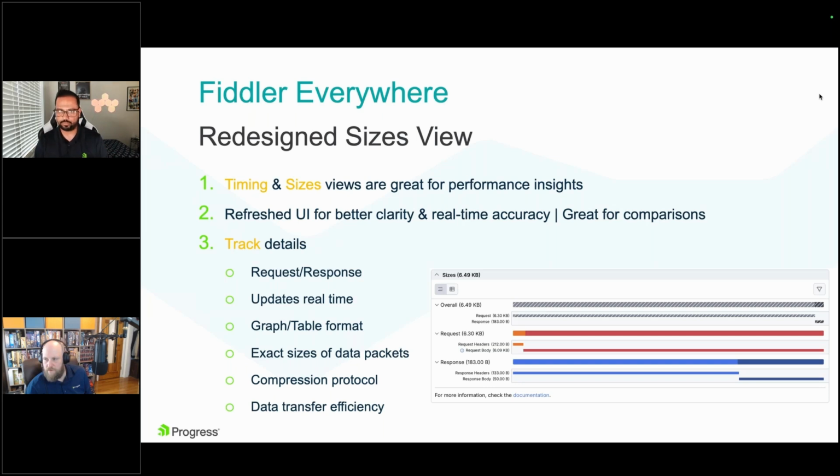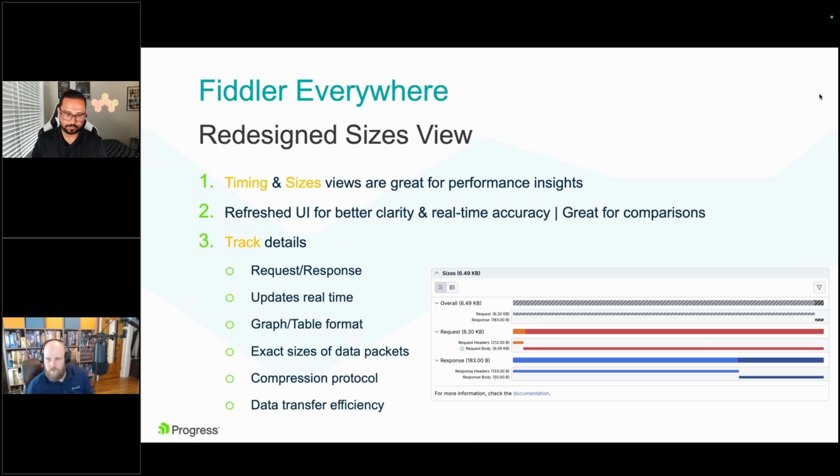What type of compression protocol am I using? Is something not being compressed? So you get visibility into that data transfer efficiency. It's particularly good if you have multiple sessions to compare. So you turn off JavaScript, you turn off images. What happens? What happens if your CDN is working or is it not working? So you get full flexibility of how to understand and track all of your requests and responses. So that's our timings and sizing views.